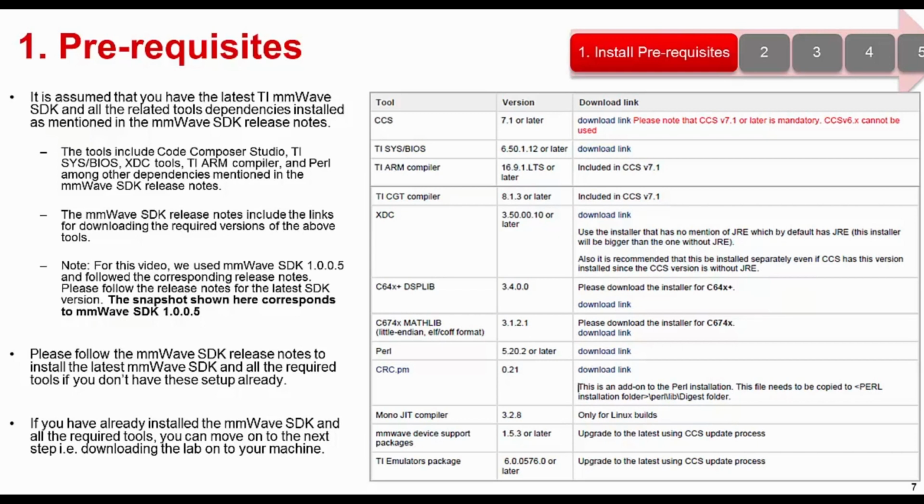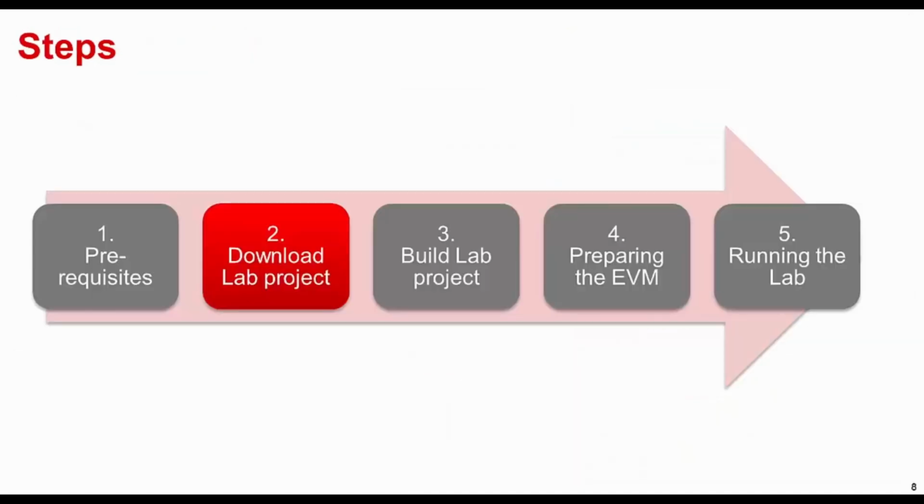A couple of key points to note when installing the SDK. First, please make sure that any old Perl installations are removed from the PC before installing the version of Perl listed in the SDK release notes. The second point relates to downloading the crc.pm Perl module. After you have downloaded and saved crc.pm, locate the saved file in the mentioned directory and remove the .txt extension if it is there. Please ensure that the file has a .pm extension and not a .txt extension at the end. Moving on to the next step, which is to download the lab project.